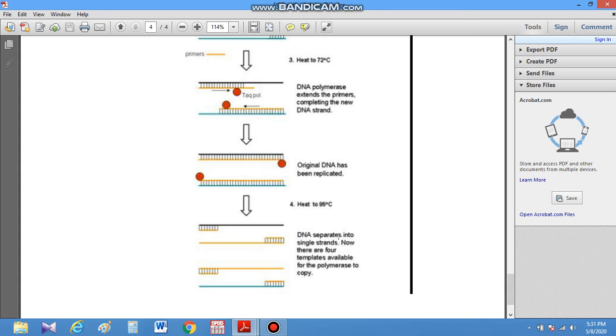In this way, we can say that PCR or polymerase chain reaction is very important for us in the field of molecular biology, or you can say biotechnology.